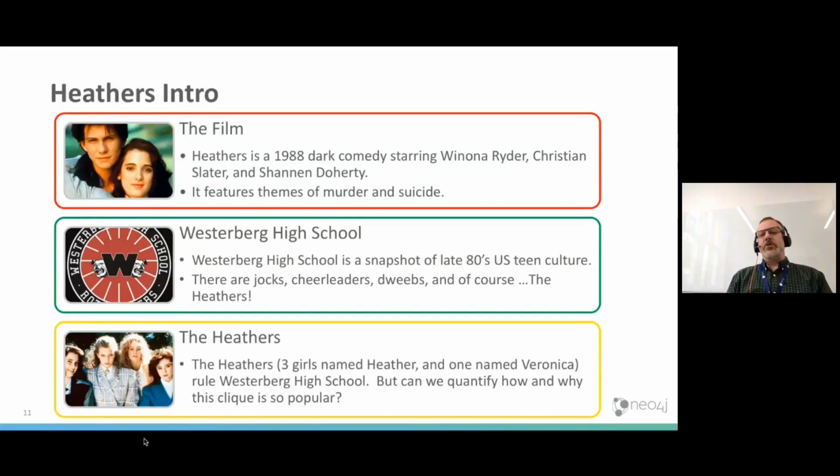So the Heathers are the stars of the movie. They're not all actually named Heather. There are 4 of them, but there's 3 Heathers and 1 Veronica who are part of the group. And they're the most popular girls in school, and they rule the social scene at Westerberg High. And what we're going to try to do is figure out why they're so important. How can we use the graph and the PageRank algorithm to quantify why they are so popular?